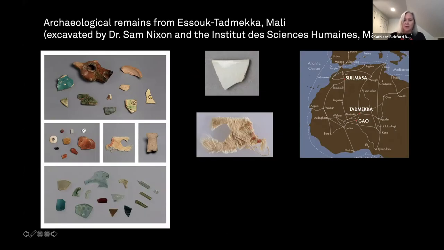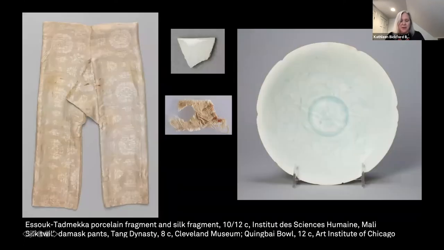An example from the Sahara includes these tiny fragments excavated at a site called Essouk-Tadmekka in Mali. At center is a piece of Qingbai porcelain to the top, no bigger than the nail on my index finger. And below is a piece of woven silk about 3 centimeters long. These were excavated from a 10th to 12th century context at the site. But they originated in China. Their presence cannot be explained by the sparse written documents of the period. It must instead be extrapolated by bringing together material analysis, comparison with surviving comparative objects, such as the one you see on the left and the right, and other sources.